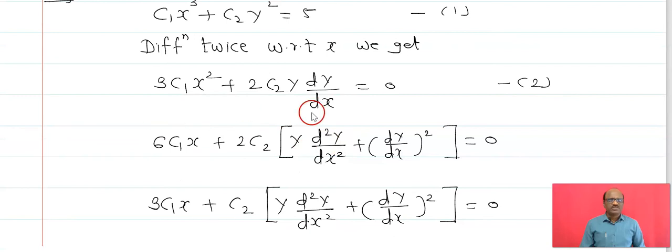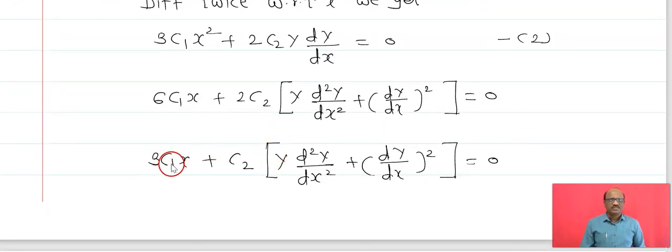Now again differentiate this with respect to x. The derivative of x square is 2x, and 2 into 3 becomes 6c1x, plus 2c2 times y into dy by dx. We differentiate this using the product rule: first keep y as it is, the derivative of dy by dx is d2y by dx square, plus the derivative of y, which is dy by dx, into dy by dx, that becomes dy by dx whole square, equals 0. Dividing both sides by 2, we get (3c1x plus c2) in bracket, y into d2y by dx square plus (dy by dx) whole square, equals 0.